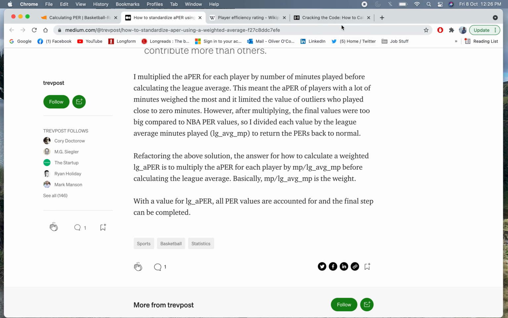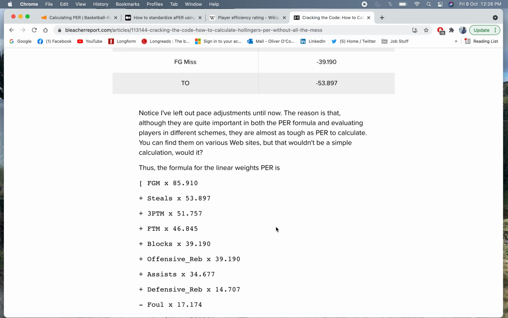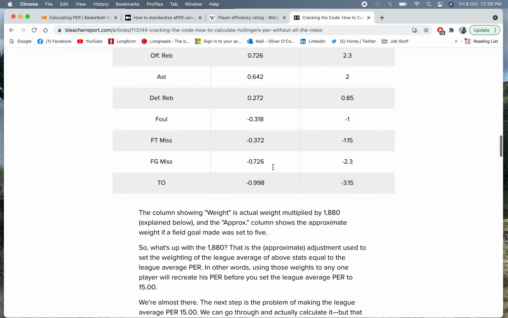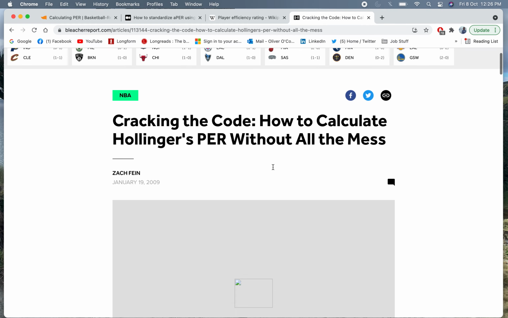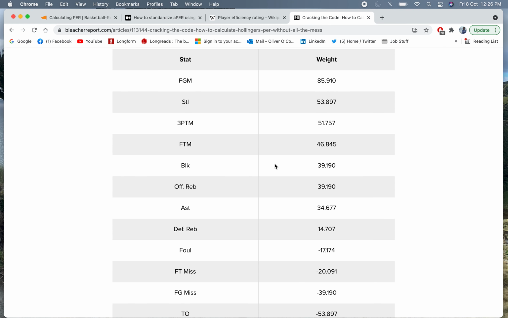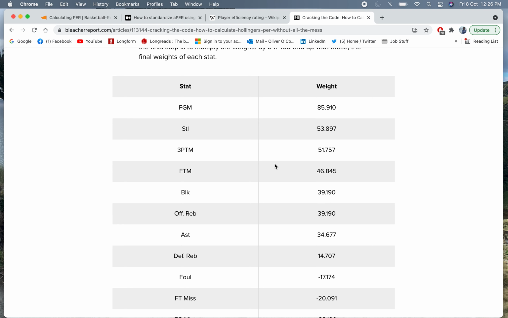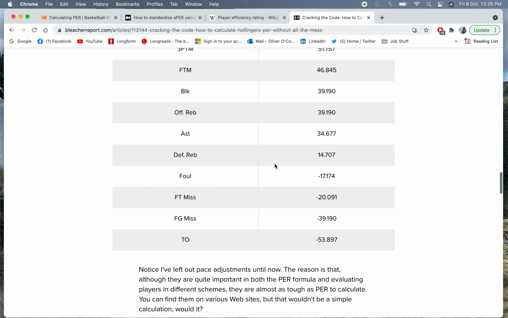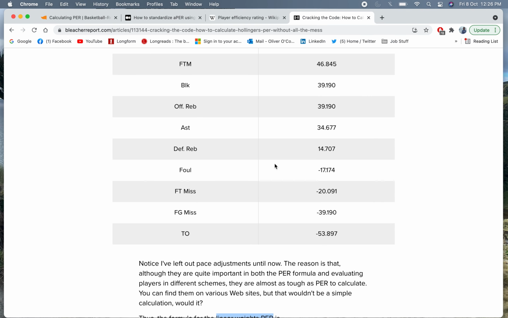But then Bleacher Report has this much easier formula to follow. It's not proper PER, it's what they call linear weights PER. And this article is from 2009. So I might be using numbers that might be slightly inaccurate now for the modern day league. However, the NBA in 2009 might be equivalent to college basketball pace in 2021. I don't know. That might be a reasonable adjustment.